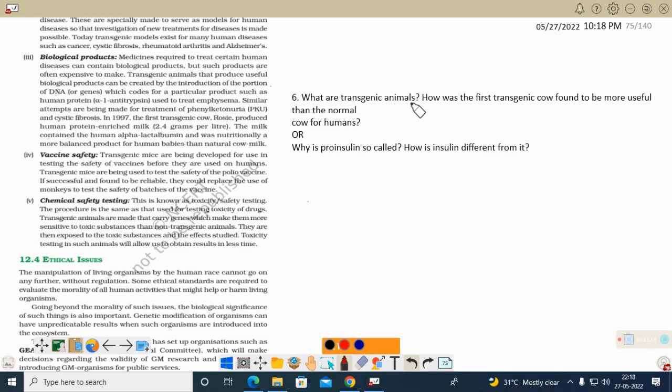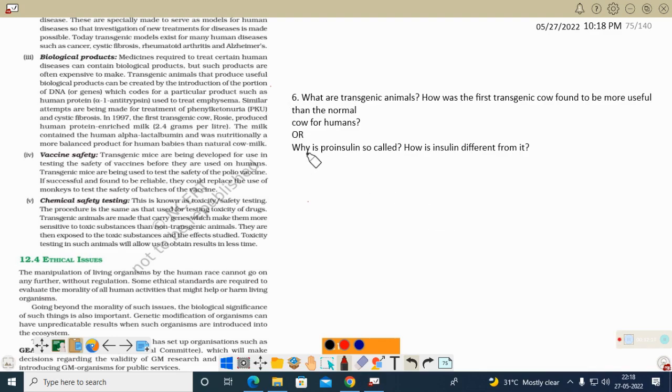So what do transgenic animals mean? The animals which are able to produce some useful product, and that product is produced due to incorporation of certain genes into it. Okay, by seeing this sentence, however you are able to construct the sentence, you can write accordingly. And its example is alpha 1 antitrypsin, like that you have to finish it off.